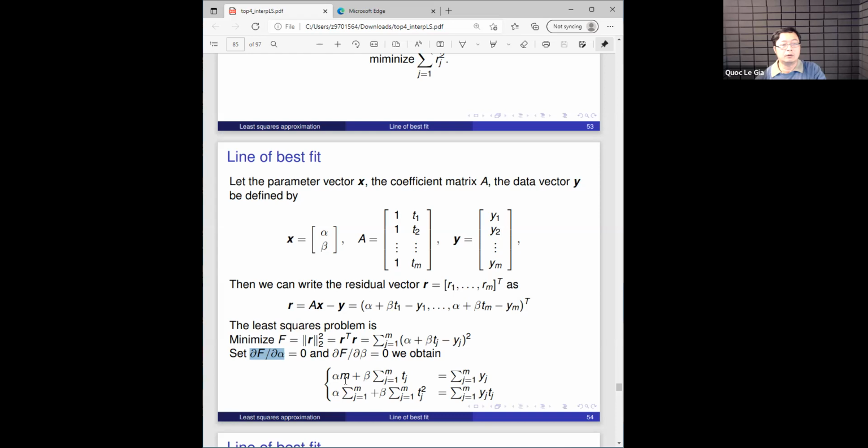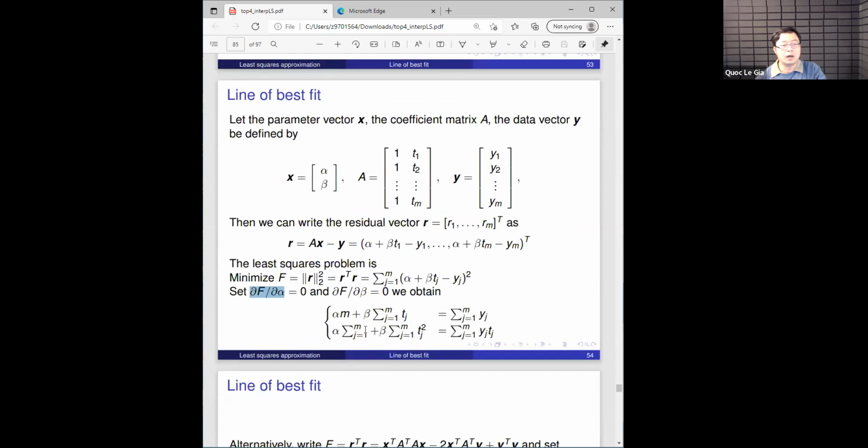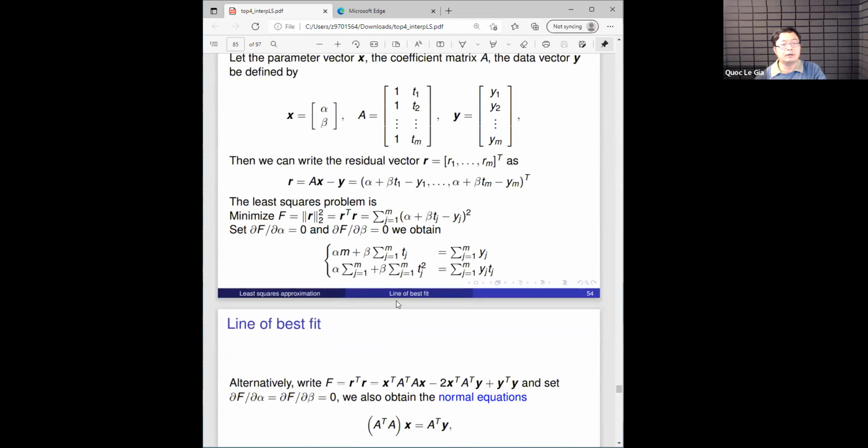I think there should be a number 1 here. So there should be a number 1 here. I can fix the slide. So alpha times the sum of 1. And once you solve it, you get alpha and beta.